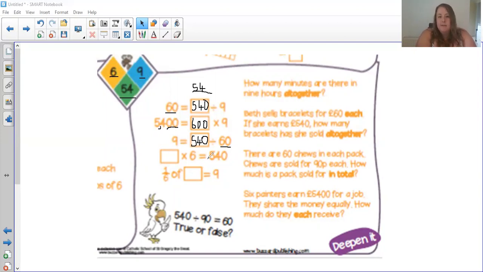Next one, something times 6 is 540. So again, my missing number is 9 here. 9 times 6 is 540. This number here, though, has been multiplied by 10. So I multiply my answer by 10, 90.